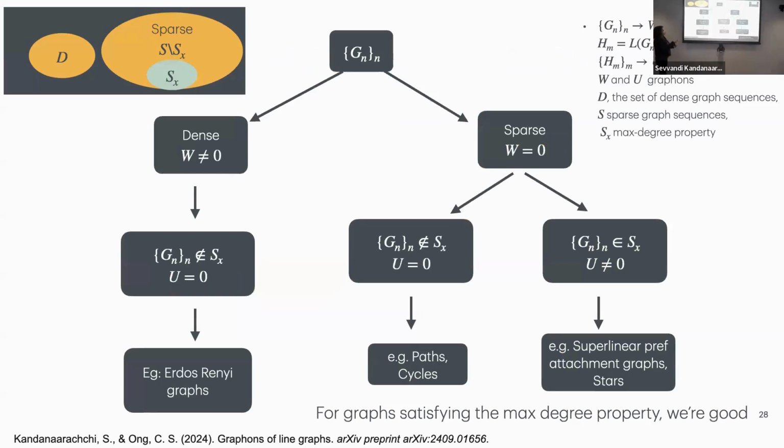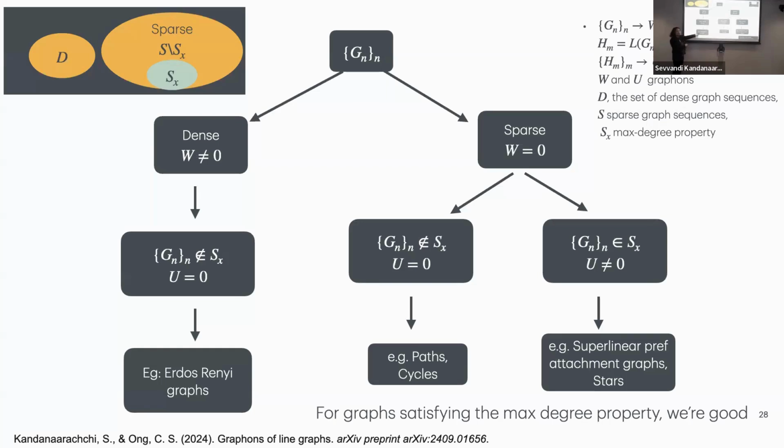Yeah, so the classification here would be: we have a sequence of Gn, let's say it converges to W, and we take the line graph of Gn, L of Gn, to be Hn, and let's say Hn converges to U. So W and U are graphons, defined on the unit square. If Gn is in the dense space, then W is not zero, because you've got a standard graphon, but obviously you're not in the dense space for the line graph, so you get U to be zero.